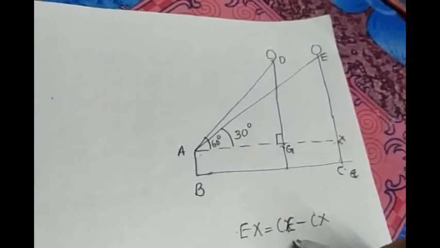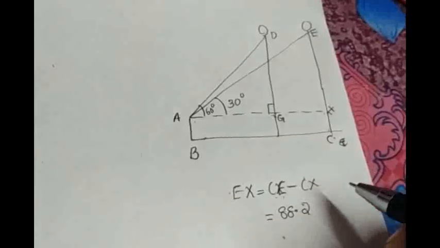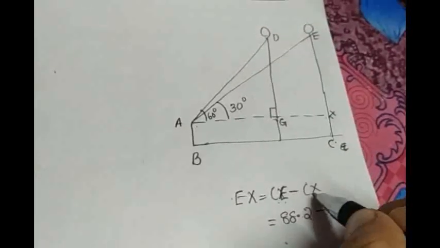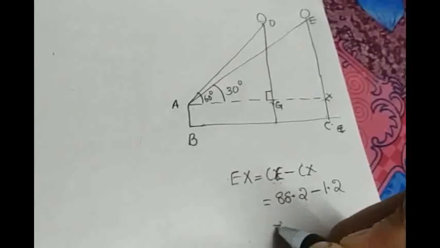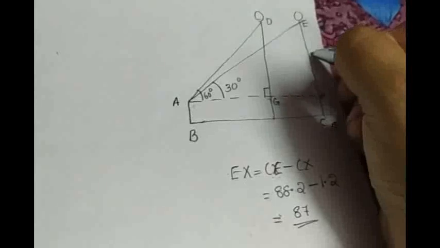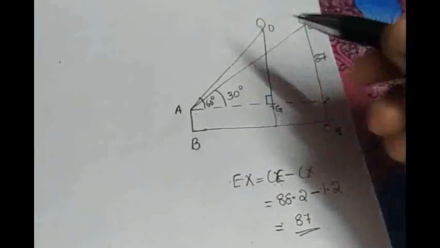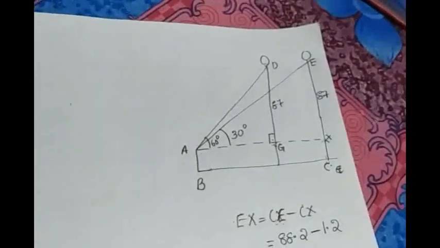So we are getting CX, CE is 88.2. That is given in the question, the height of the balloon from the ground level. CX is the same as the height of the girl, which is given as 1.2 meter. So 88.2 minus 1.2 gives you 87. So we are getting EX as 87. Same is the length of DG. That is also 87.